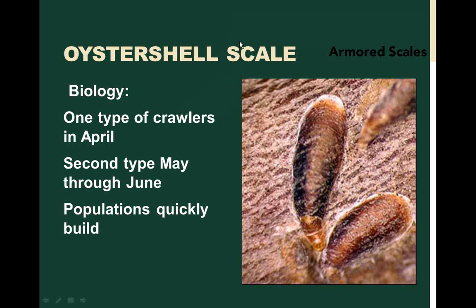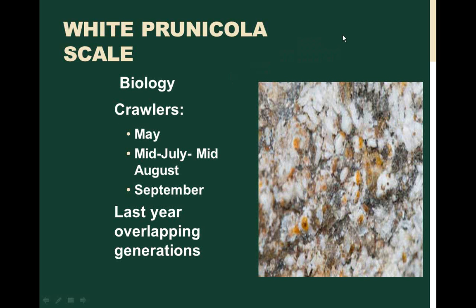And here's, for example, oystershell scale. This scale has a very wide host range. It attacks 85 different species of plants. And it's very difficult, and that shell is quite hard. And like I said, the populations build quite quickly.